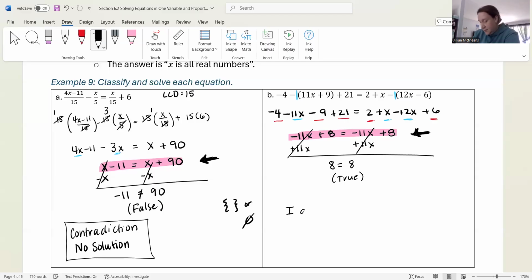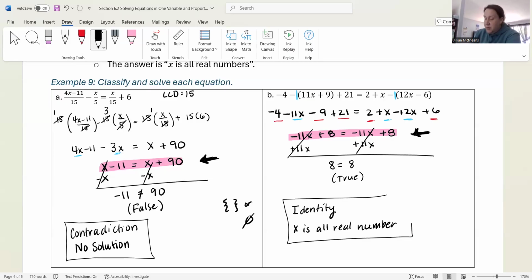This tells me I have an identity. Let me write that a little better. This tells me I have an identity. And the solution is that x is all real numbers. No matter what real number we plug in, we'll get a true statement. Now, there is another symbol that means all real numbers. It is an R with like a double back. Okay. In math, you have lots of symbols.